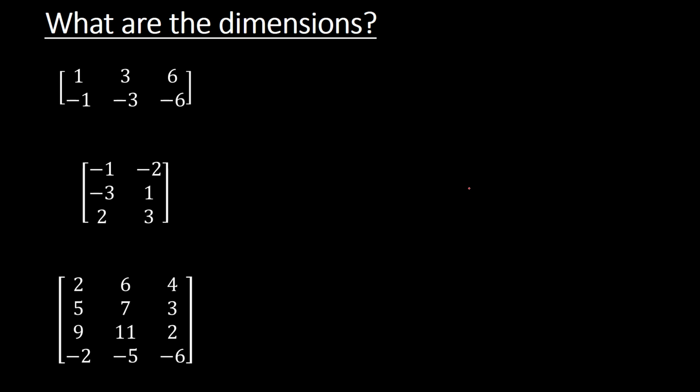Now here we have 3 examples where we are trying to determine the dimensions of these matrices. So the first one, once again, we have 1, 2 rows, and then we have 1, 2, 3 columns. So the dimensions would be 2 by 3. The second example, we have 1, 2, 3 rows, then we have 1, 2 columns. So the dimensions would be rows by columns, which would be 3 by 2. In the third example, we have 1, 2, 3, 4 rows and 3 columns, so the dimensions would be 4 by 3.